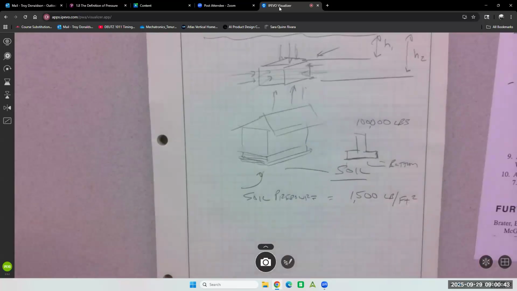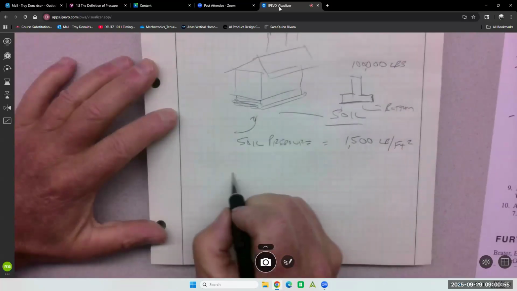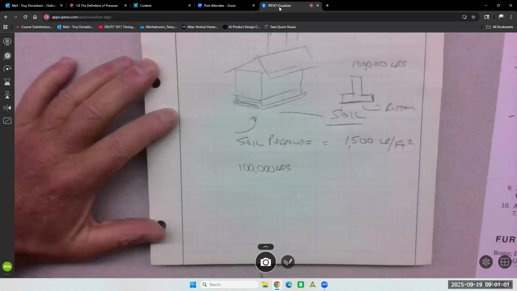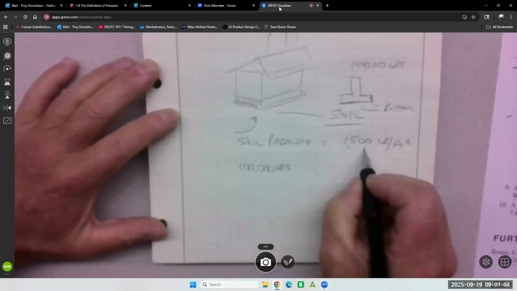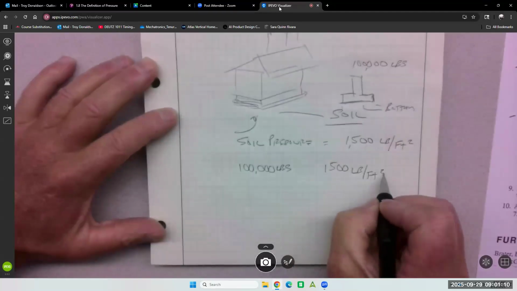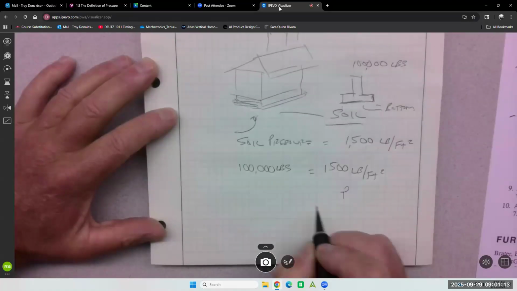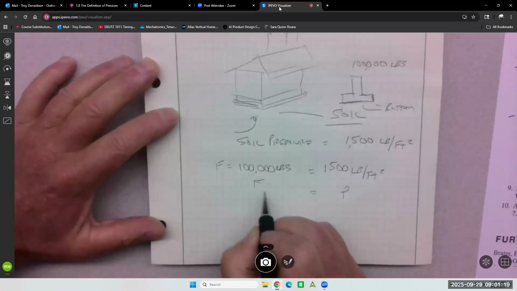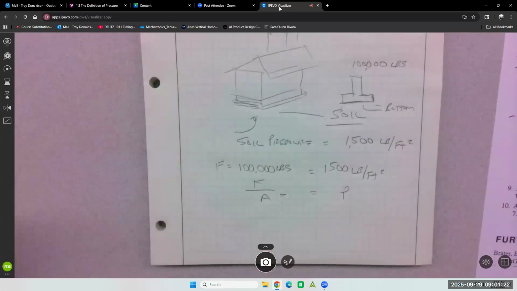So this solid pressure thing is everything to do with a force and an area, right? So if I have a weight that is 100,000 pounds, and I have soil pressures, the pressure is equal to 1,500 pounds per foot squared, right? So that's my P, and this is my force here. I just need to know how much area I need for this equation to work.